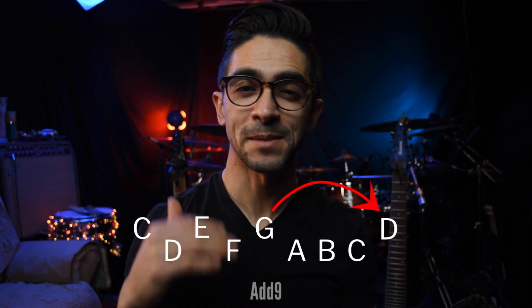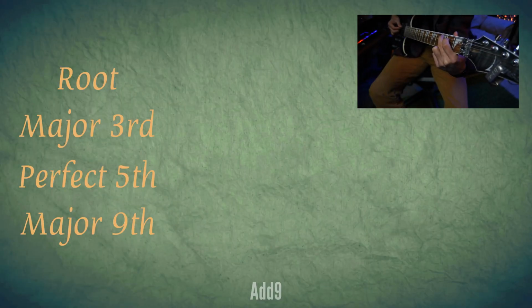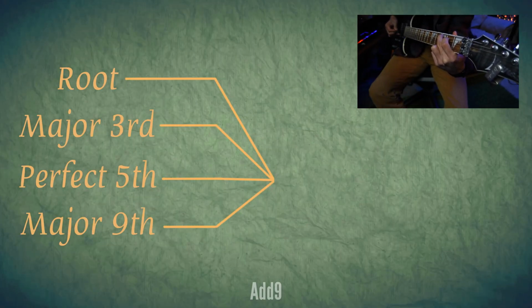And finally, we have the add 9 chords. These are actually simpler because they skip the 7th and go straight to the 9th. And really, these are my favorite 9th chords to add to my chord progression. For example, the C add 9 chord is the root, the major 3rd, the 5th, and the 9th.